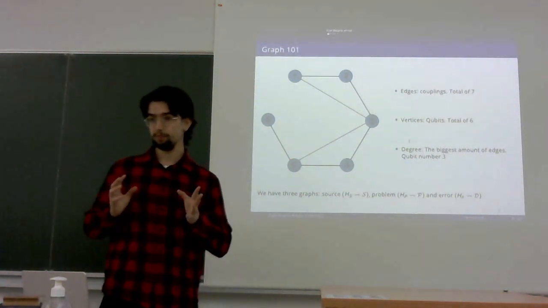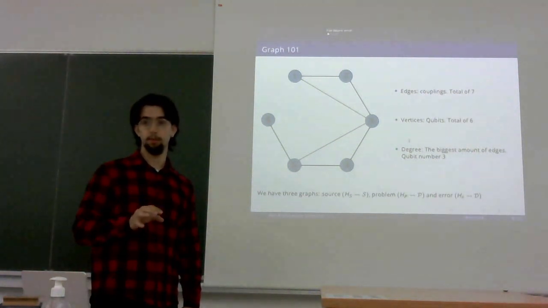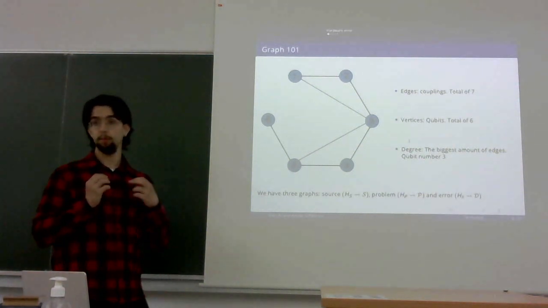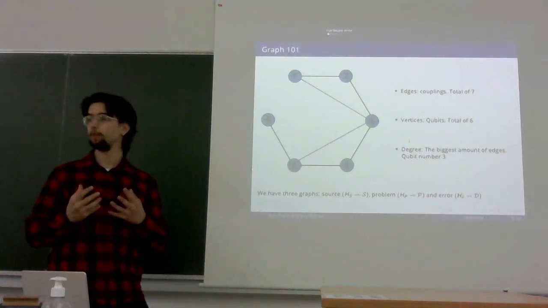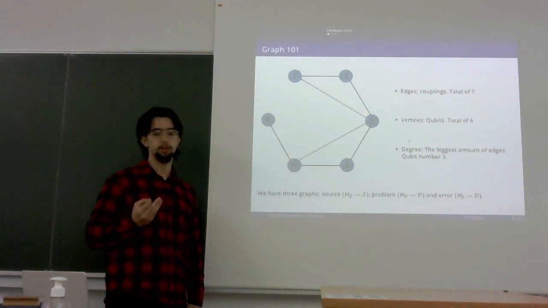Now for our characterization, we are going to have 3 different Hamiltonians. The source Hamiltonian, which is going to be represented by the graph S, our problem Hamiltonian that we want to simulate, which is represented by the graph P, and the error Hamiltonian, which is going to be represented by the graph D.